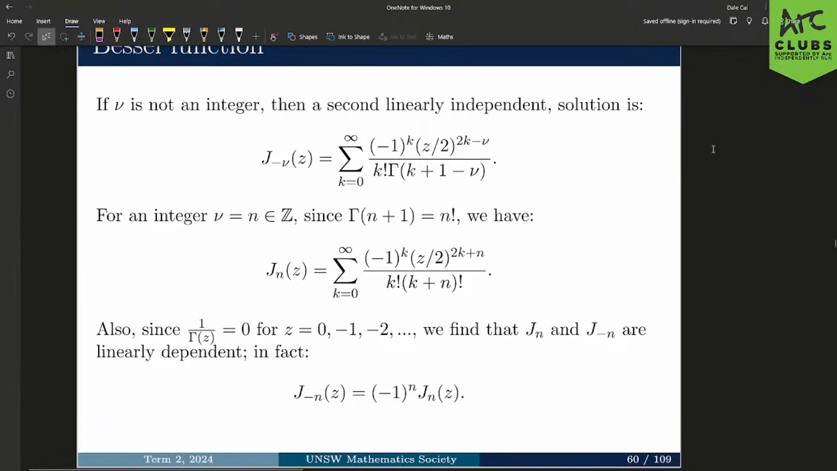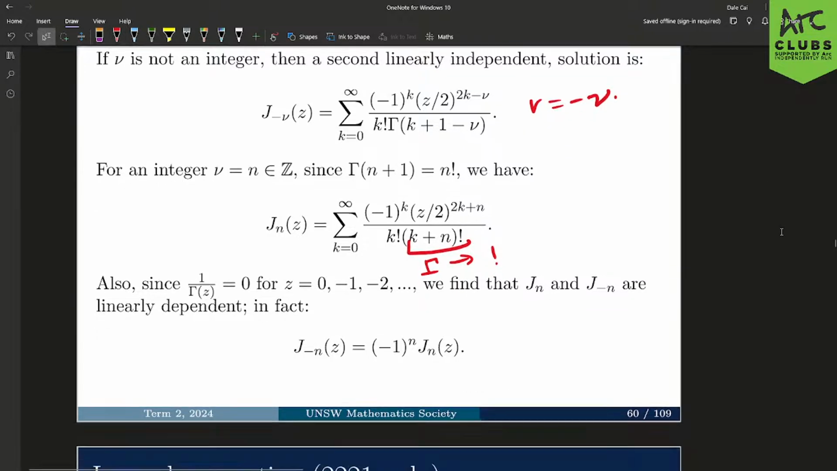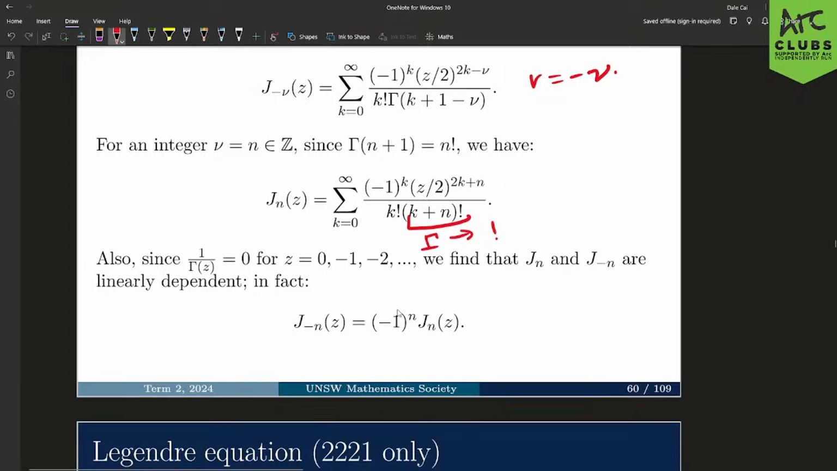Okay. There's a lot of things here, but it's really not that important. If nu is not an integer, then you also get this solution from negative nu. But if nu is an integer, then you get this solution, and we replaced gamma with the factorial function because gamma and factorial are equivalent for integers. And then for the minus n case, you just get this expression using a simplification.